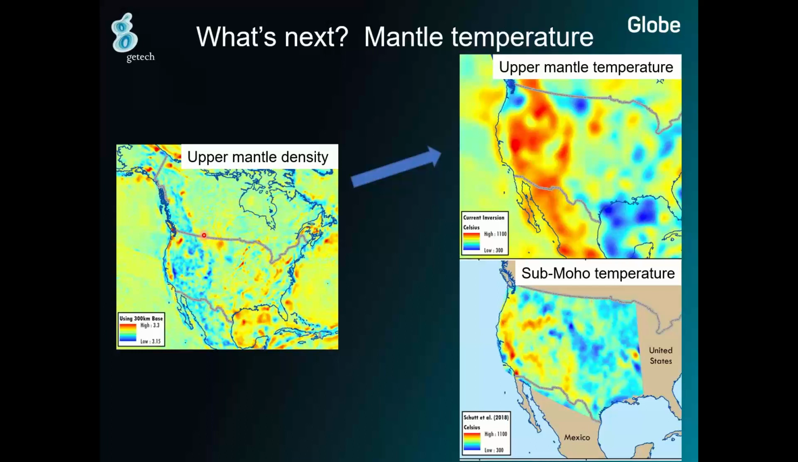Upper mantle density we've calculated from our global gravity model, global depth basement model, global MOHO model. And from this, we can estimate the mantle temperature, the upper mantle temperature. And here we've compared that with temperatures just below the MOHO that have been calculated by Schutt et al. from PN velocities from the US array.